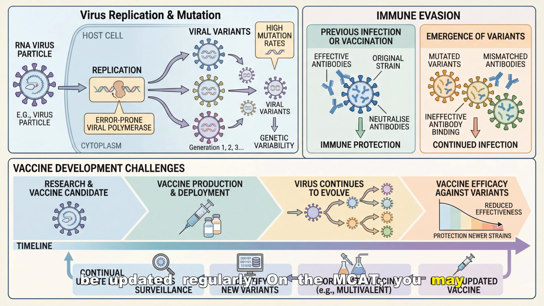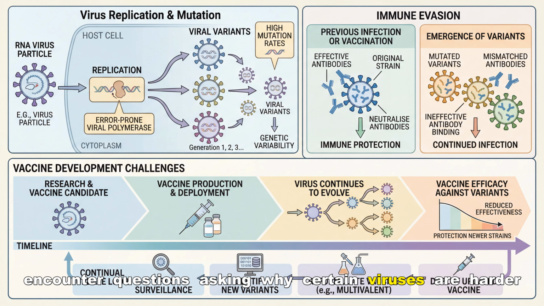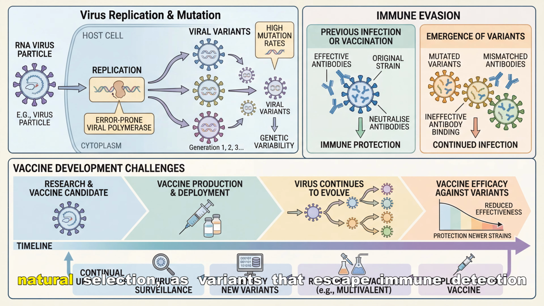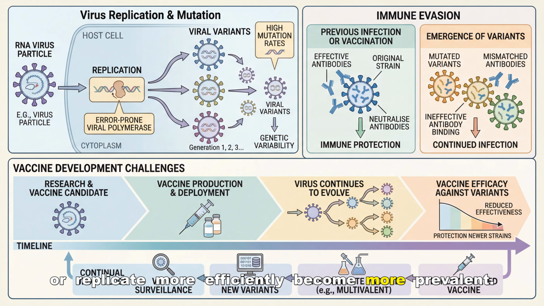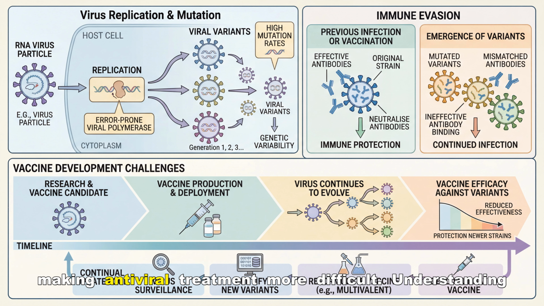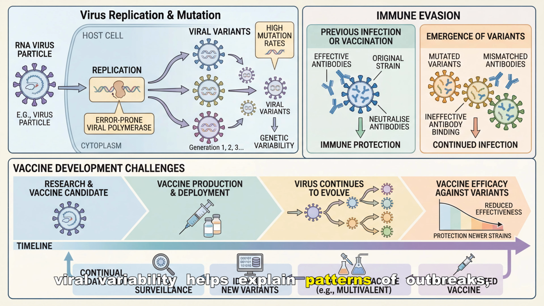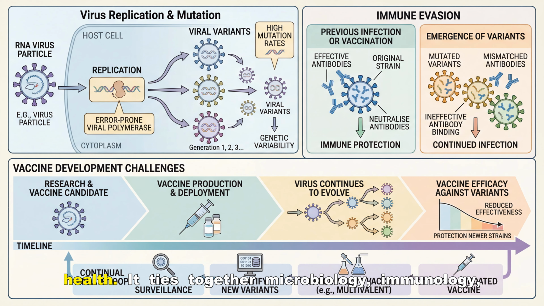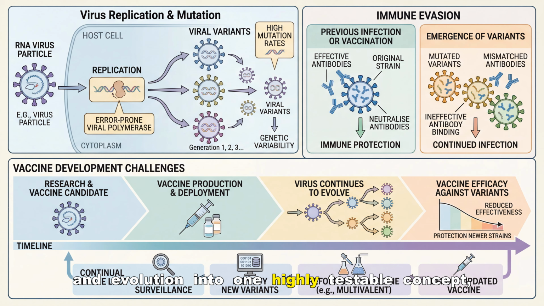On the MCAT, you may encounter questions asking why certain viruses are harder to vaccinate against, or how mutation rates influence viral evolution. This concept also connects to natural selection, as variants that escape immune detection or replicate more efficiently become more prevalent. Additionally, high mutation rates can lead to drug resistance, making antiviral treatment more difficult. Understanding viral variability helps explain patterns of outbreaks, reinfection, and the ongoing need for surveillance in public health. It ties together microbiology, immunology, and evolution into one highly testable concept.